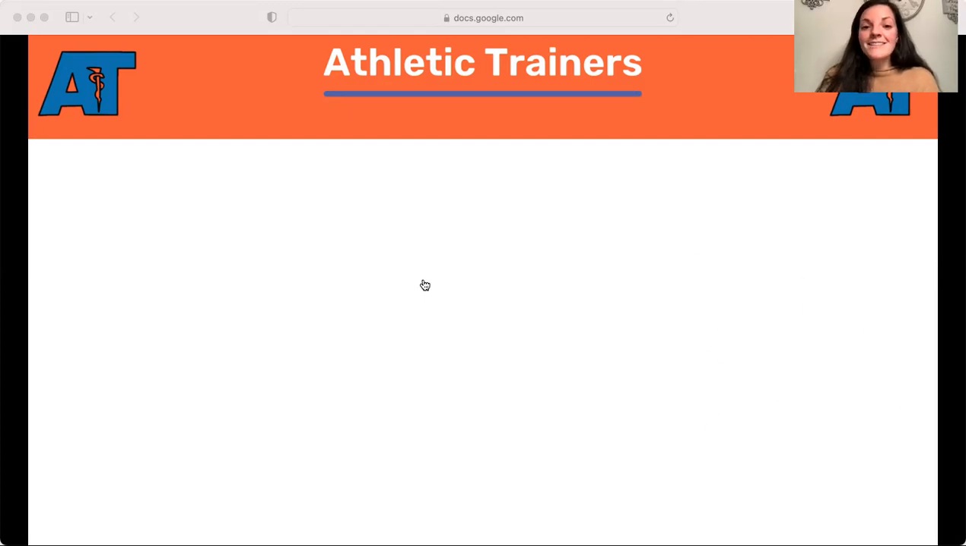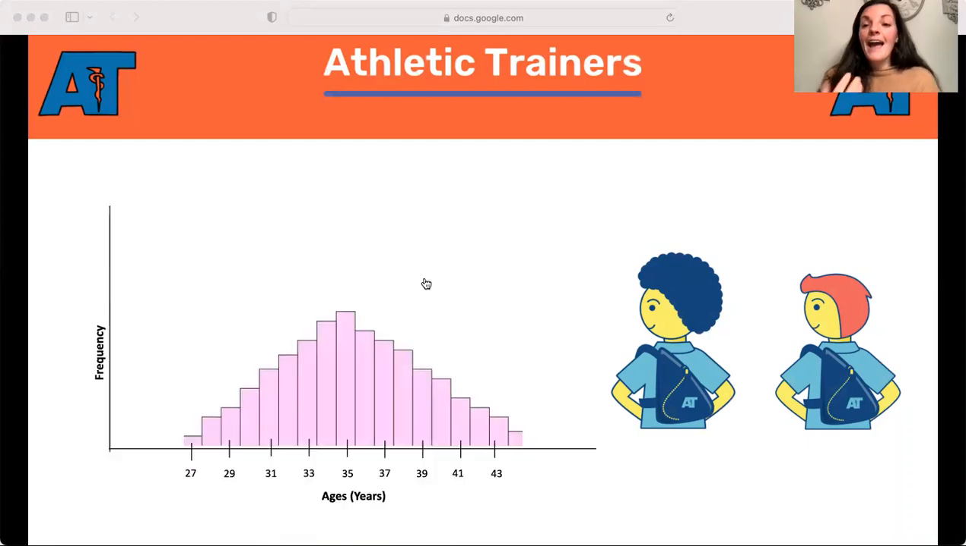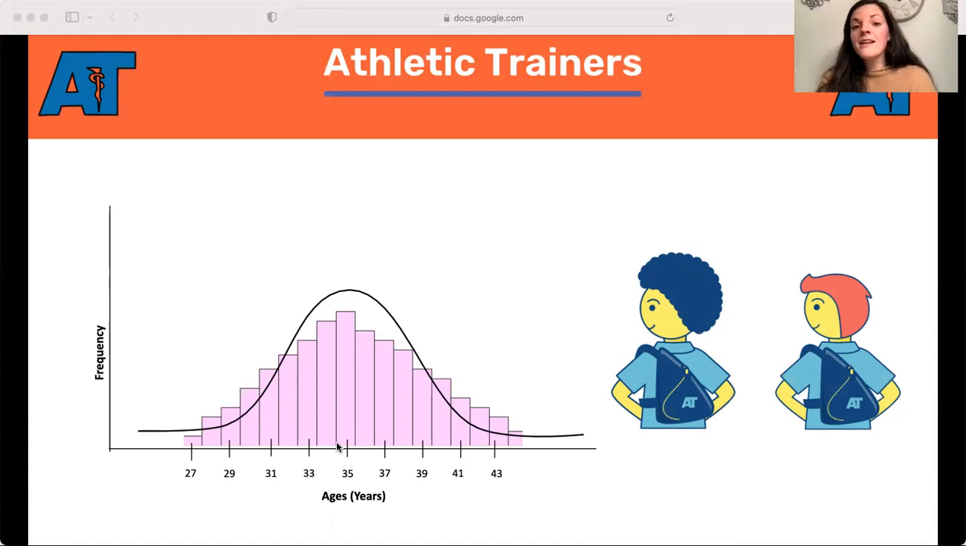So if we were looking at a distribution of athletic trainers within a study, and we were looking at their ages, and it visually presented as this, we're going to see that there's a symmetrical distribution where there's going to be no skew. So you'll find within this data set that the mean is equal to the median, which is going to be equal to the mode within that center of the distribution.